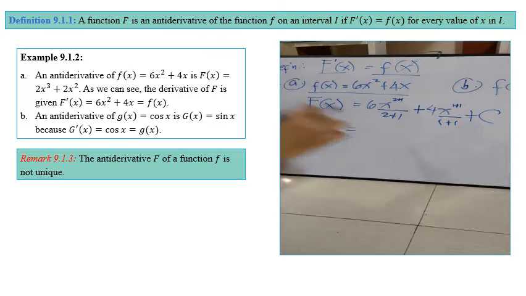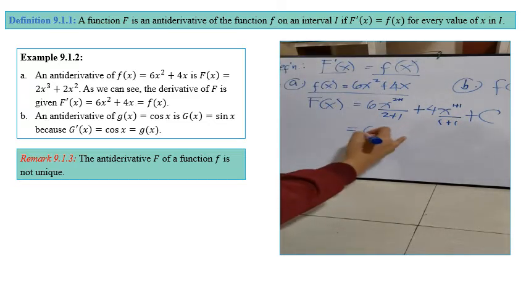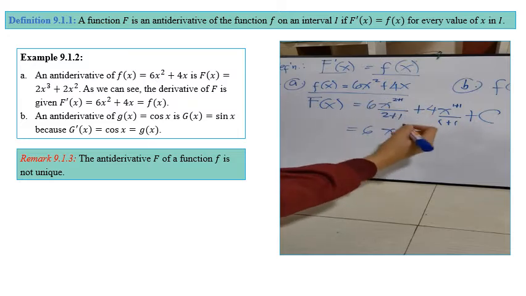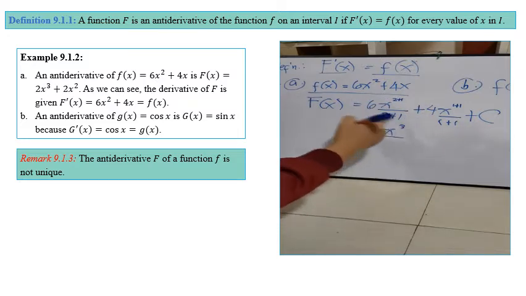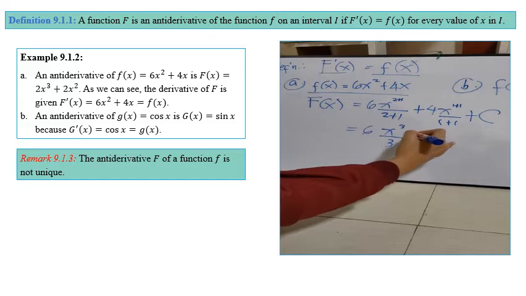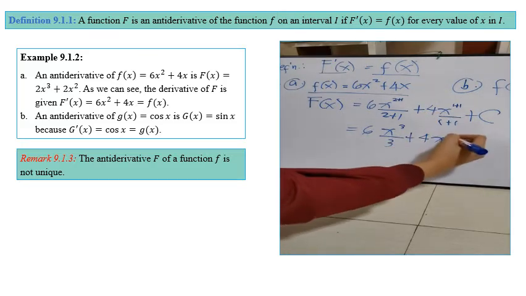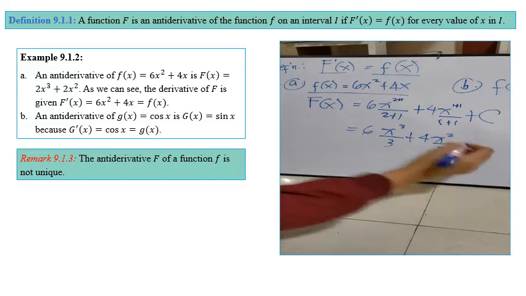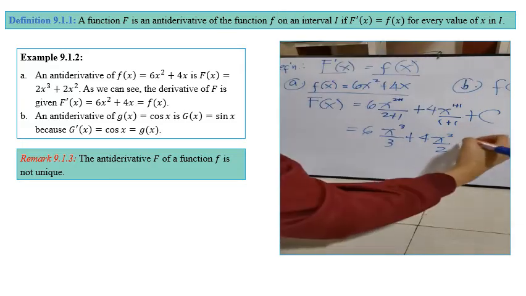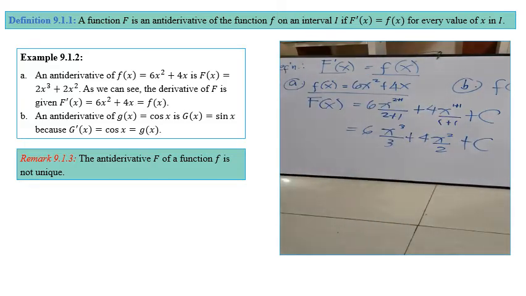Okay, so we have capital letter F of x is equal to 6. X to the power of 2 plus 1 is 3. And then sa denominator is 3 din yan. Okay, sa second term, we have 4. X to the power of 1 plus 1 is 2. Sa denominator is 2. So, we have plus the capital letter constant C. So, ito yung capital letter F of x natin.